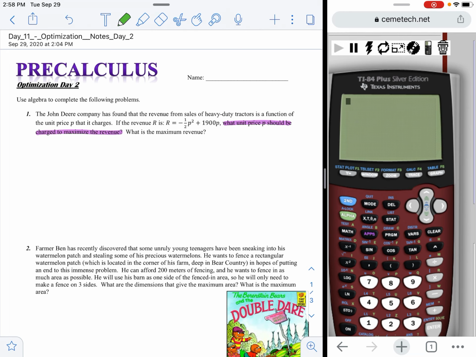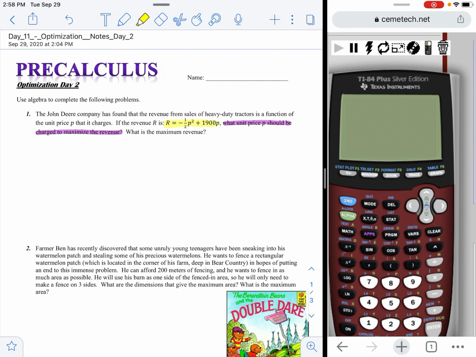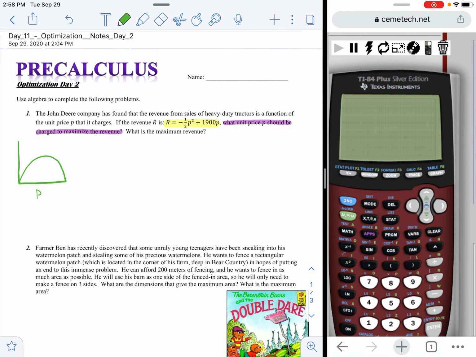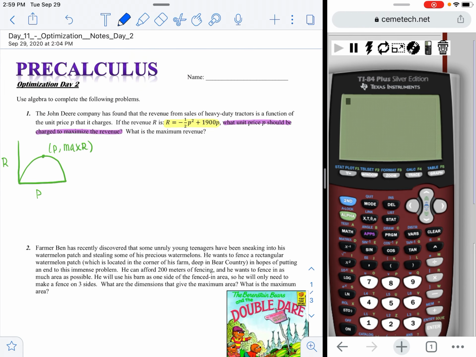Once again, when you're given an equation, it's the easiest type of problem, so we don't even have to come up with the equation. We know this is a downward-facing parabola, and it's not required that you draw a picture, but my brain works better when I think before I do. My input's P, my output's R. So we're starting with what price P should be charged to maximize revenue. I need to find that P value right there, so it's the X value of my vertex.